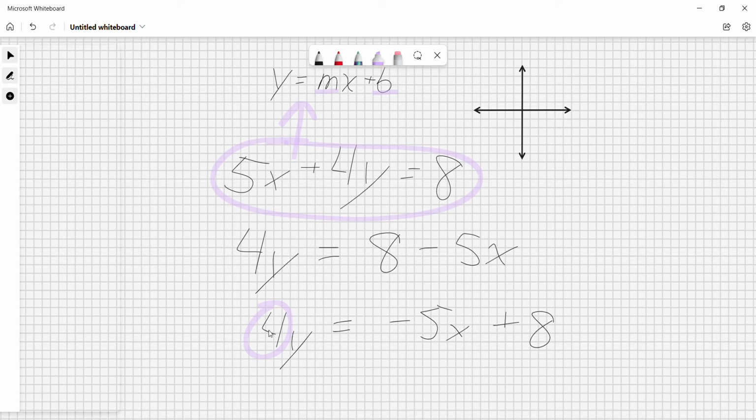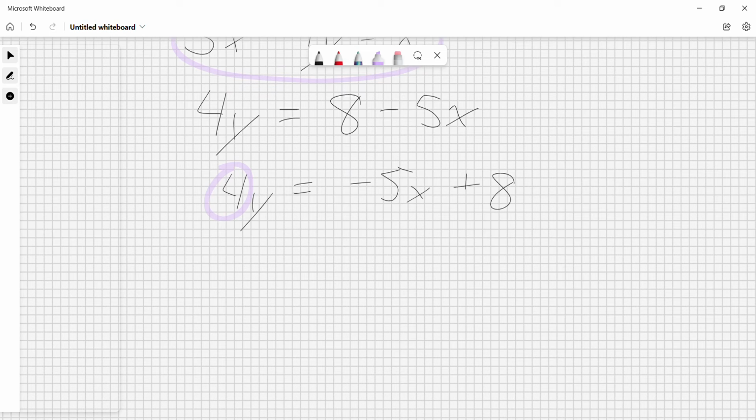In order to do that, I need to divide both sides of the equation by 4. I have to do it to both sides. Remember that. It's a key thing to keep the equation equivalent. I must do the same exact operation on both sides. So if I divide both sides by 4, I will have y equals, and we have to divide each term. Everything that's separated by a plus or minus needs to be divided by 4.